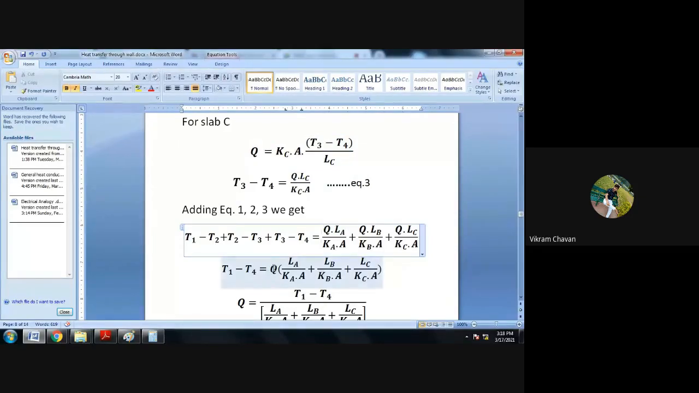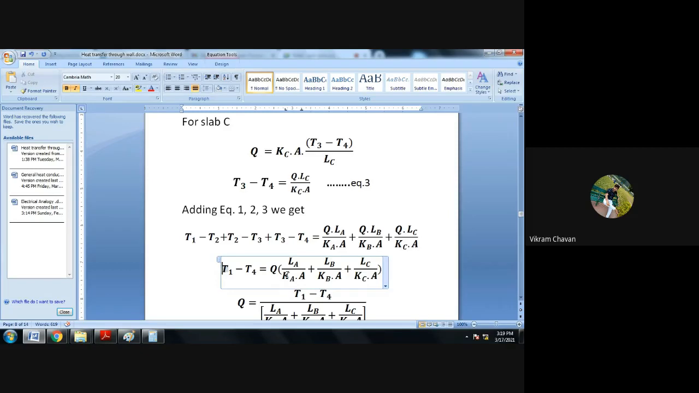If you take Q outside the bracket, the equation will become T1 minus T4 is equal to Q into bracket L suffix A divided by K suffix A multiply by area, plus L suffix B divided by K suffix B multiply by area, and plus L suffix C divided by K suffix C multiply by area.